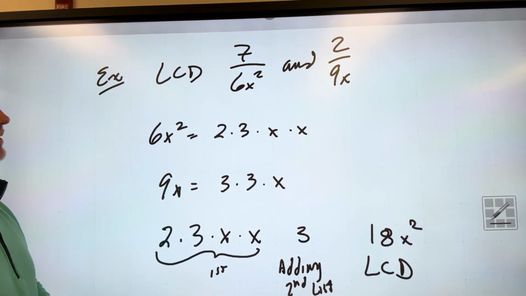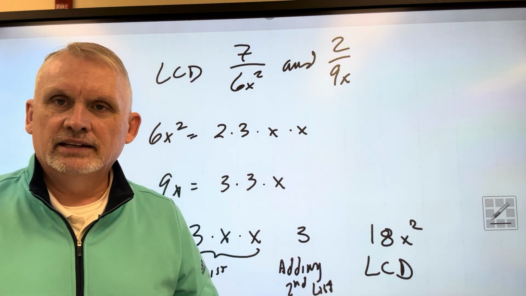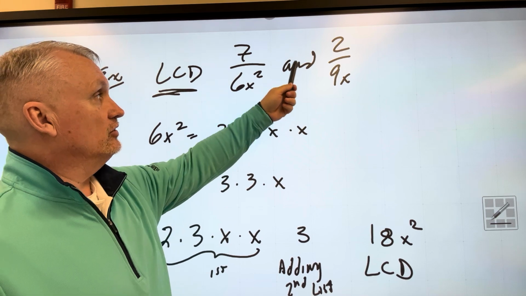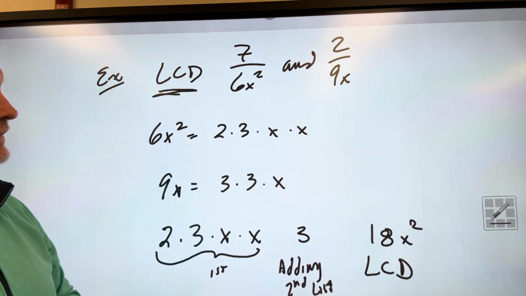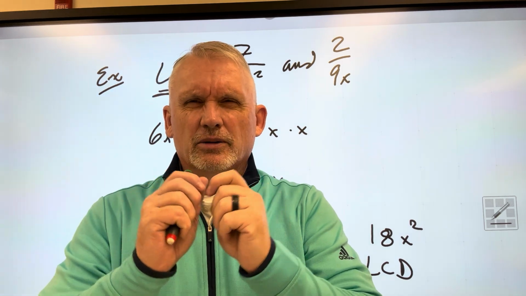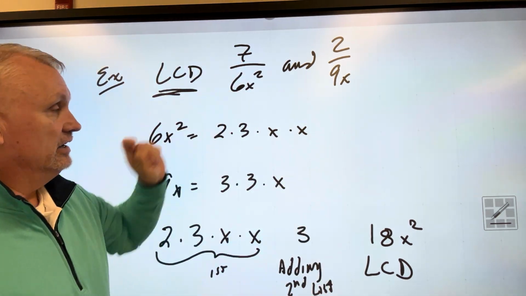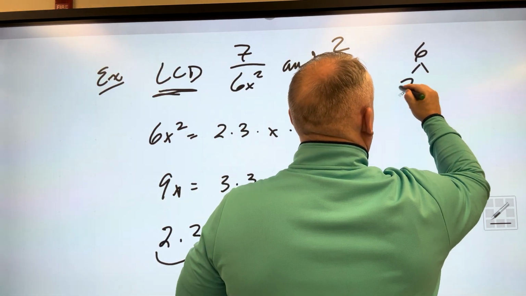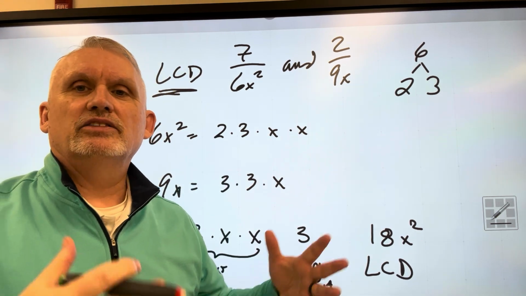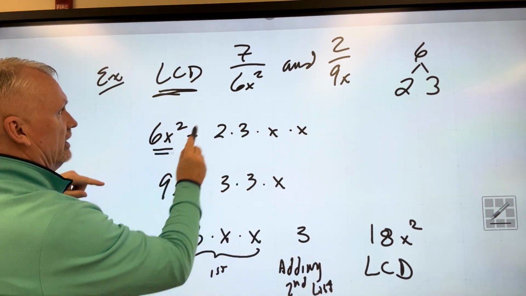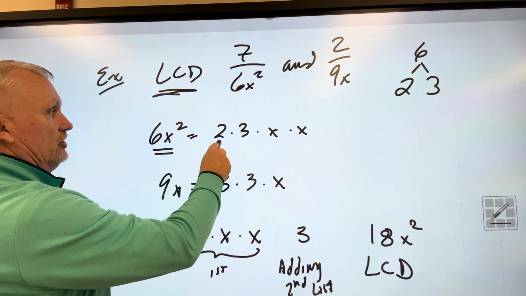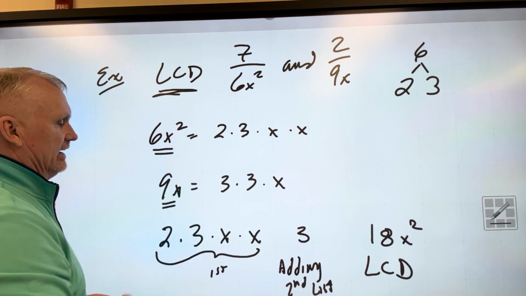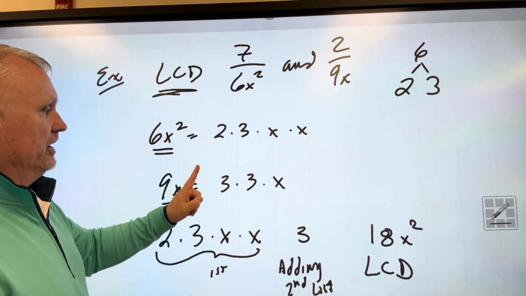Okay, so I did this one in complete from start to finish. You're asked, what's the LCD of 7 over 6x squared and 2 over 9x? So the first thing you do is factor completely, taking the denominators and factoring them completely. Remember how you do a factor tree? Like if I did 6, this would be 2 and 3. Those are the factors of 6. That's factored completely. So my 6x squared, the first denominator, is 2 times 3 times x times x. Now I list my second fraction's denominator, 3 times 3 times x.